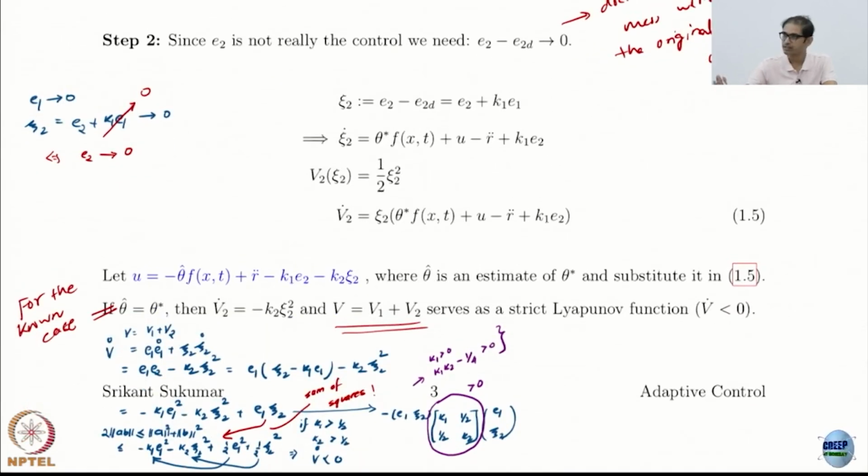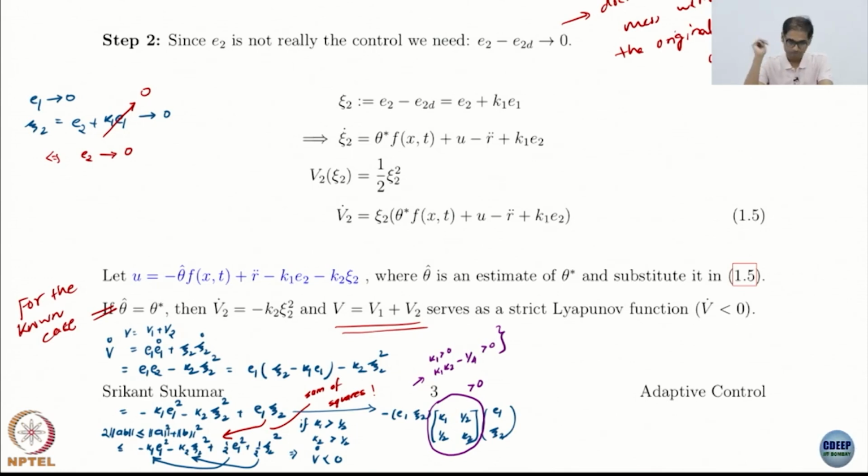Great, excellent, we have got a strict Lyapunov function. Why? Because V dot became strictly less than or equal to 0. Unlike if I had taken E1 squared plus E2 squared by 2 instead of E1 squared plus psi2 squared by 2, I would have landed in trouble. E1 squared plus E2 squared by 2 will only give me V dot negative semi definite. So, we have something nice here.